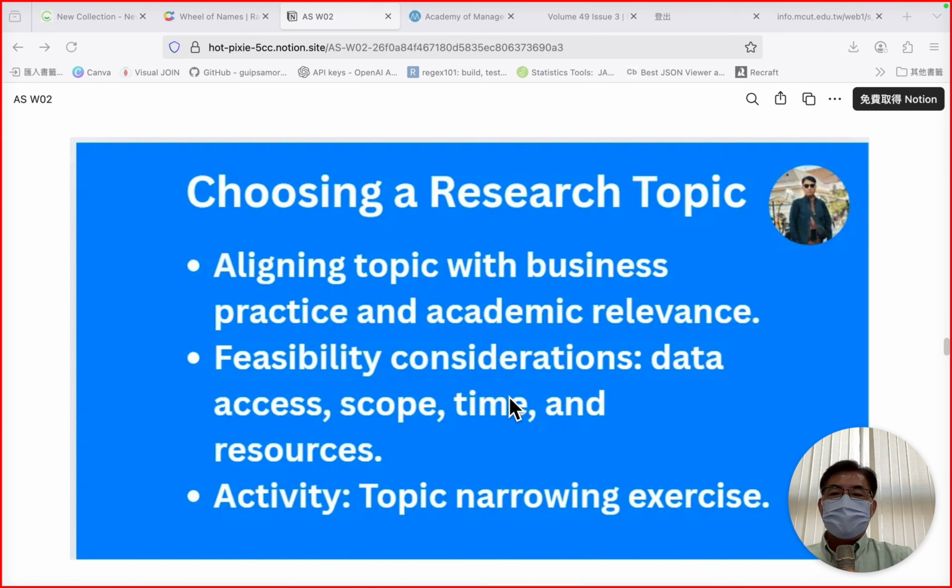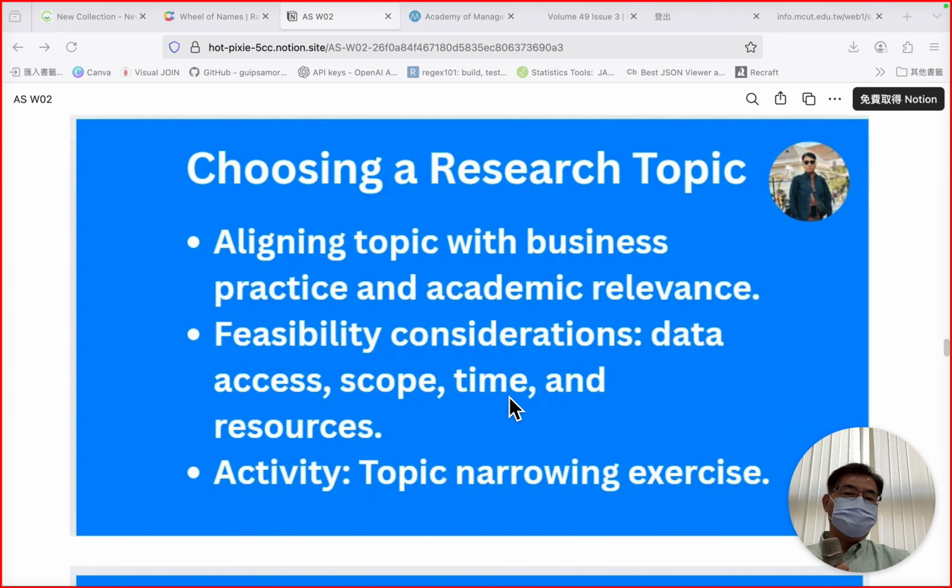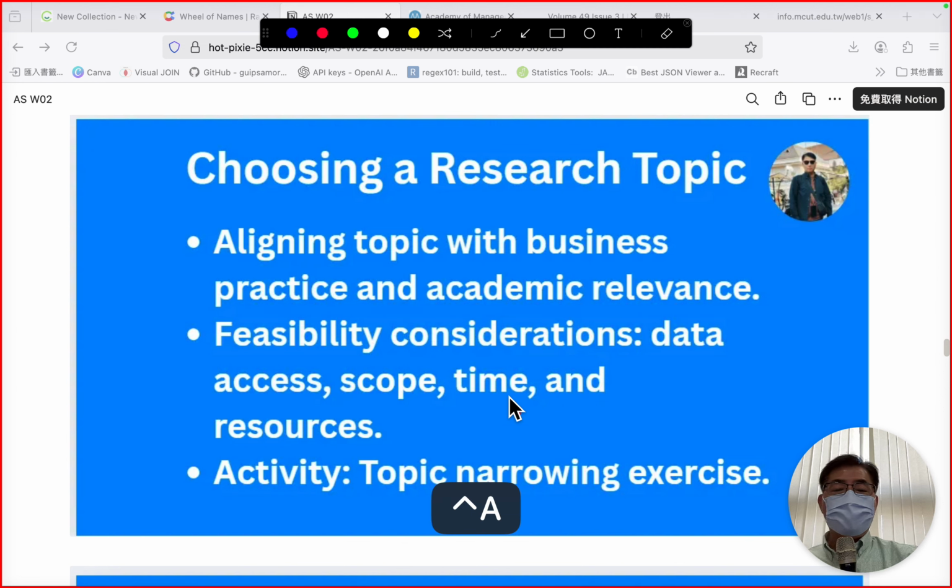Okay, now choosing a research topic. Usually we'll align the topic with the business practice and academic relevance. Because we are IMBA students, our topic relates to the domain. Of course, we're doing research, so it's academic, and then it relates to the business practice for managers. And also you have to consider feasibility.